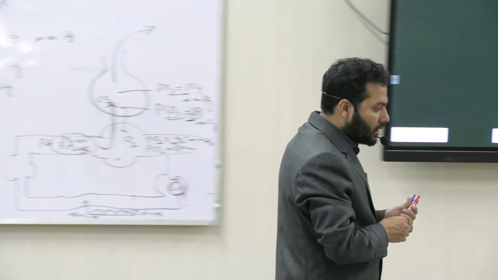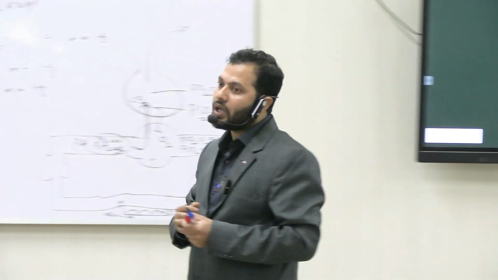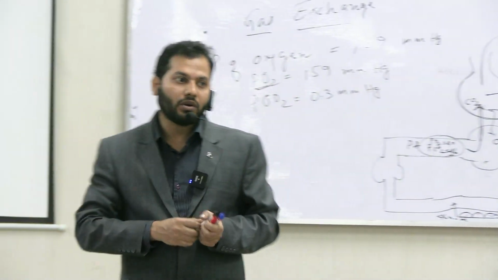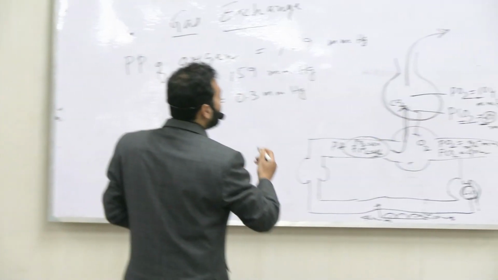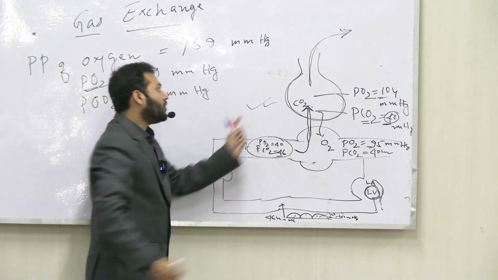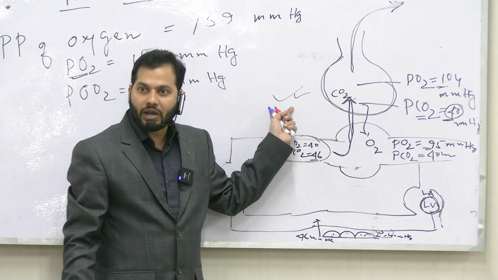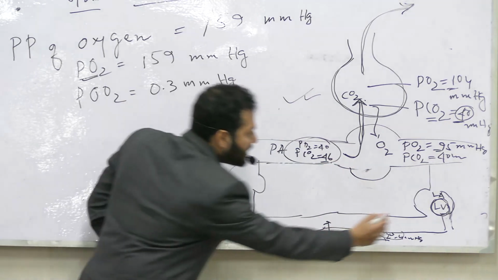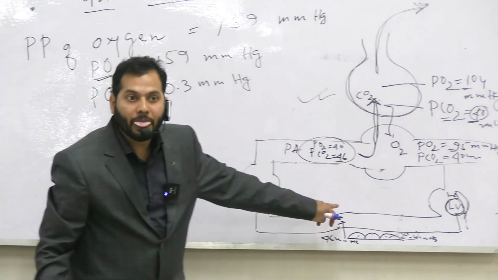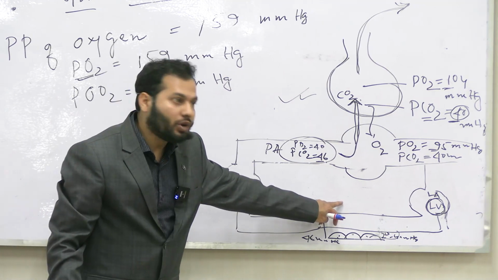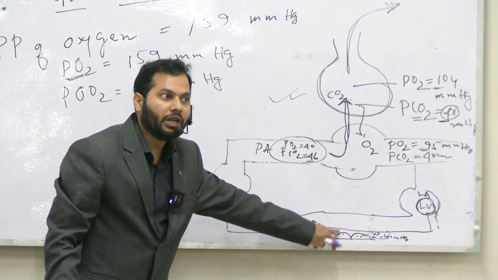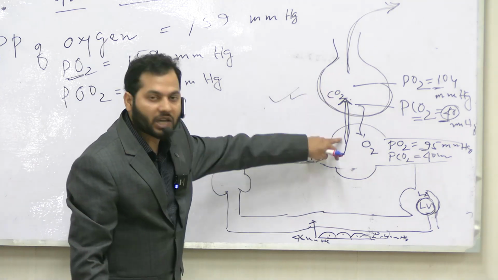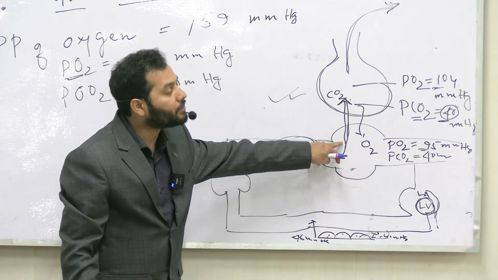Now during this gaseous exchange, we have seen the exchange of both the oxygen molecule as well as the carbon dioxide molecule, which occurs in two sections. The first section is called the external exchange, where exchange occurs between these, and this is another system where exchange occurs between the systemic circulation and the tissue. This part is called the internal exchange. This is the external exchange, right?